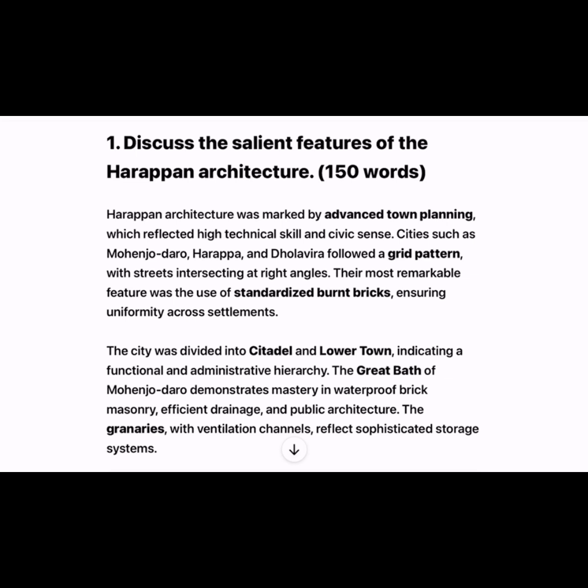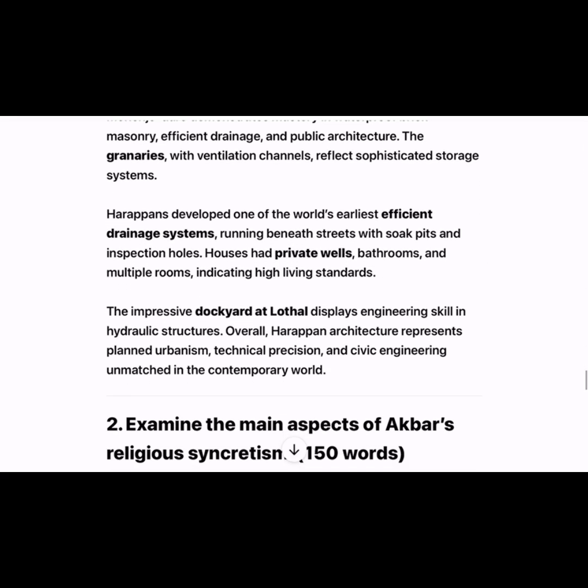The city was divided into citadel and lower town, indicating a functional and administrative hierarchy. The Great Bath of Mohenjo-daro demonstrates mastery in waterproof brick masonry, efficient drainage, and public architecture. The granaries with ventilation channels reflect a sophisticated storage system. Harappans developed one of the world's earliest efficient drainage systems, running beneath streets with soak pits and inspection holes.